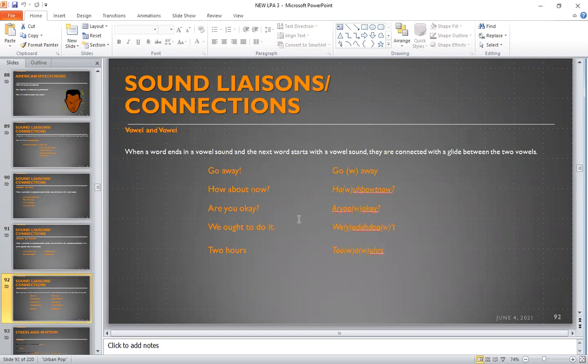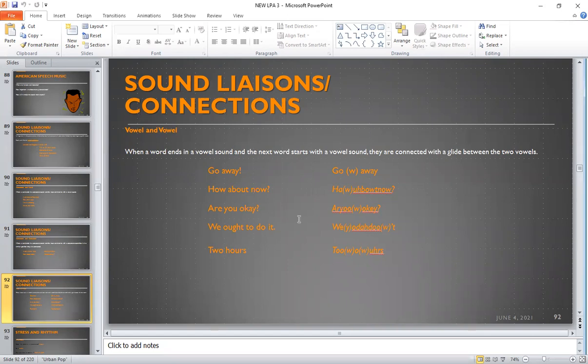Another sample. When a word ends in a vowel sound and the next word starts with a vowel sound, they are connected with a glide between the two vowels. Go away, instead of go away. How about now? Are you okay? You will be able to hear the W in between. We ought to do it. Two hours.